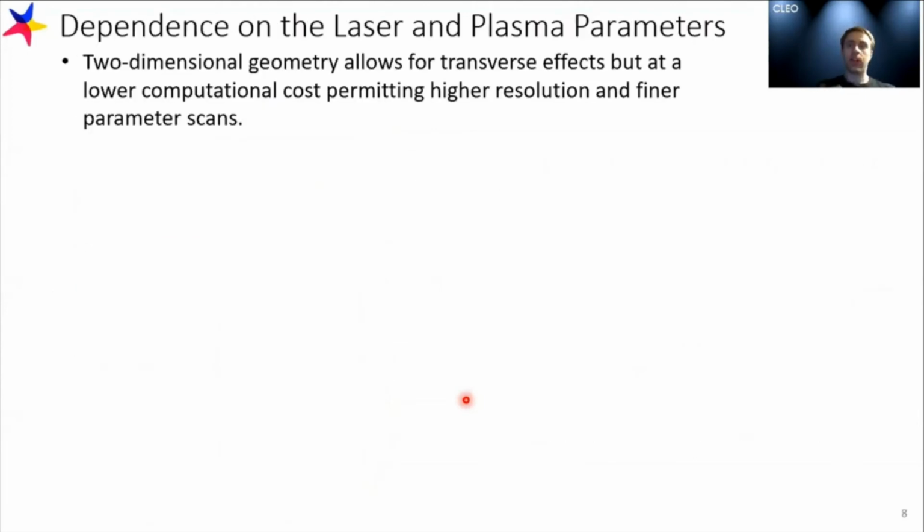So now that we've discussed the properties of the beam and how they're generated, I want to discuss the dependence of the effect on the laser and plasma parameters. And to do this, we perform a parameter scan using two-dimensional particle-in-cell simulations, which still allows for the modeling of transverse effects, but at a reduced computational cost, allowing for both higher resolution and a finer parameter scan.